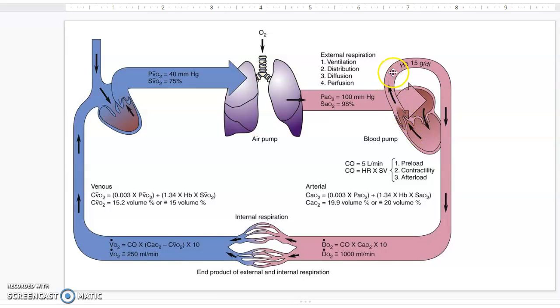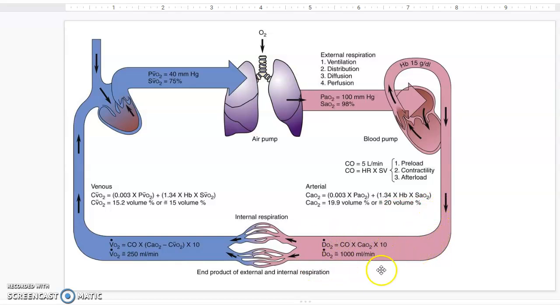Other components that make up our ability to oxygenate is our hemoglobin. Normal hemoglobin should be around 15. As we keep following around, we see cardiac output plays a role in this. Normal cardiac output is 5 liters per minute, and that is affected by heart rate and stroke volume, and those are affected by preload, contractility, and afterload. Then to calculate the actual O2 content in our blood, you have these formulas here. Normal is around 20 volume percent.